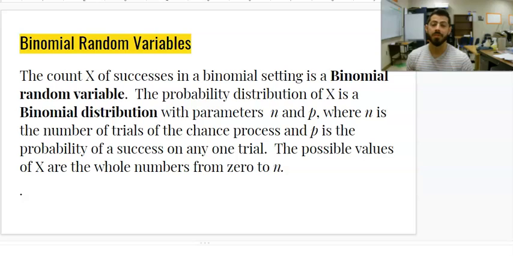Now, binomial random variables. The count x of successes in a binomial setting is what we refer to as a binomial random variable. The probability distribution of x is a binomial distribution with parameters n and p, where n is the number of trials in the chance process and p is the probability of success for any one trial. And the possible values of x are the whole numbers from 0 to n. So x is going to be a series of whole numbers, right? It's not going to be decimals. And basically how many times you are successful is the variable.